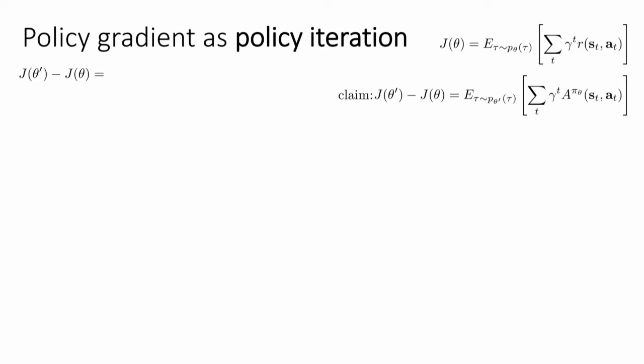If we can show that J theta prime minus J theta is equal to the policy improvement objective in policy iteration, then we're on our way to show an equivalence between policy gradient and policy iteration, because if the gradient of this thing is in fact the gradient of this thing, that means that policy gradient at least moves in the direction of improving the same thing as the policy improvement step in policy iteration. Okay. Does anybody have any questions about why we're trying to do this?